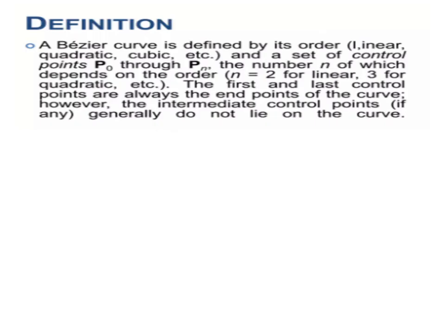The basic definition: a Bezier curve is defined by the order, whether linear, quadratic or cubic, and a set of control points, P0 to Pn, the number n of which depends on the order: n equals 2 for linear, 3 for quadratic, and so on. The first and the last control points are always the endpoints of the curve. However, the intermediate control points generally do not lie on the curve.